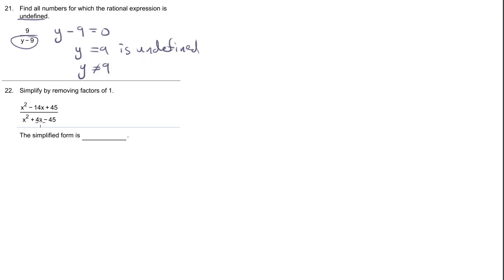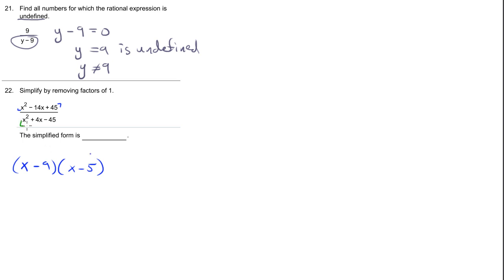Now, we're tasked with simplifying number 22 here. This is quick, reasonable, easy, any of those, if we're good at factoring. So I'm going to go ahead and factor the numerator here. 9 times 5 is 45, so this will be x minus 9 times x minus 5. So we've got our numerator simplified.